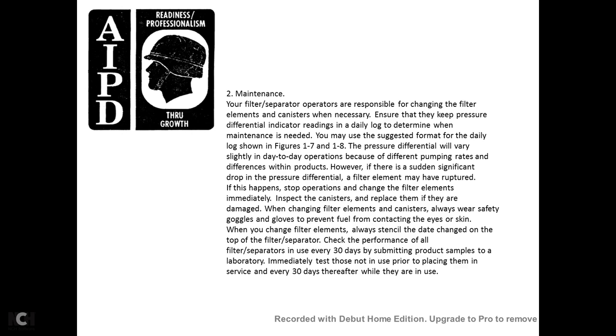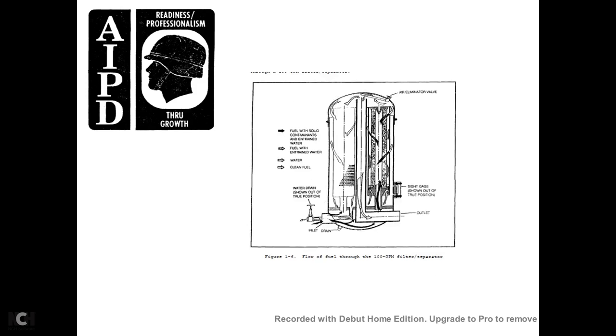To check the filter element canisters, always wear safety gloves to prevent the fuel from contacting eyes or skin. When changing the filter elements, always stencil the date of the change on the top of the filter separator. Check the performance of all filter separators in use every 30 days by submitting procedural samples to the laboratory. Immediately test those not in use prior to placing them in service, and every 30 days thereafter while they are in use.